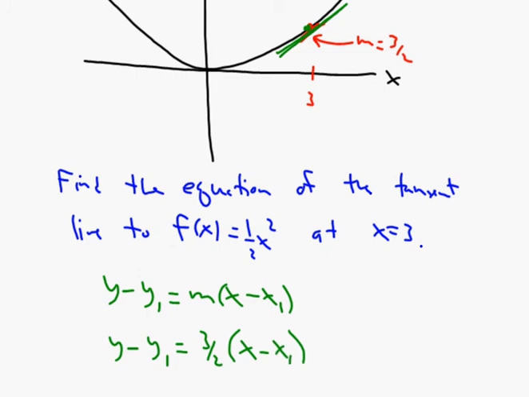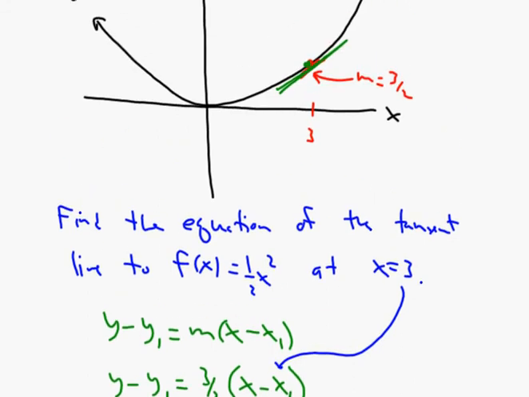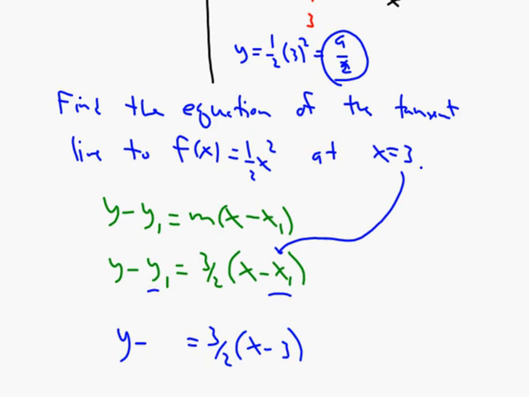All right, so we're left needing to know these two things, but we actually know one of them right away. We know x is 3, so I can fill that in. So y minus blank equals 3/2 times x minus 3. The only thing left to get is y1. Here's the point I'm interested in. I know that x is 3. To get the y value there, I can just plug into the function. So y equals a half of 3 squared, which is 9/2. So the coordinates at this point are 3, 9/2, and that means I could put 9/2 here.